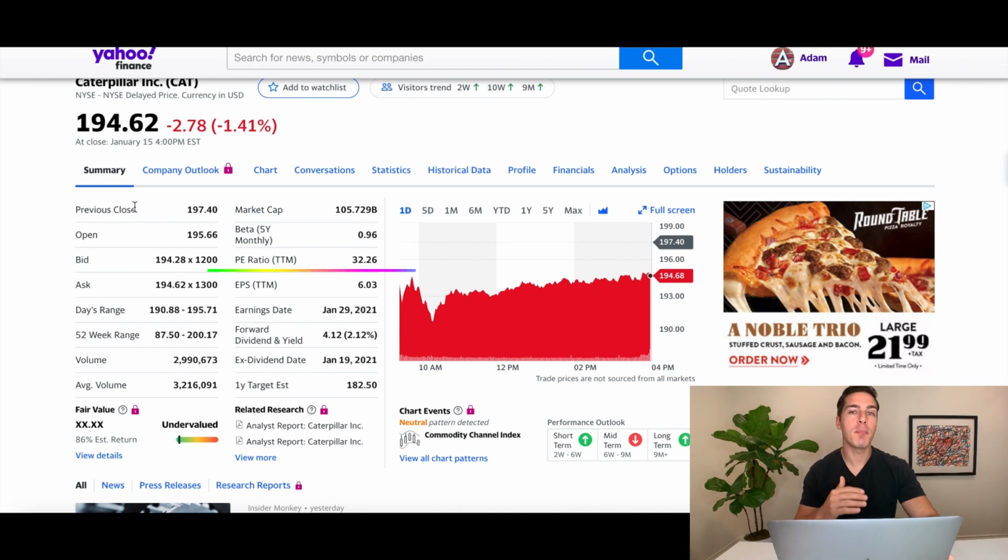Right below, we have the PE ratio, the price to earnings ratio. This is also known as the earnings multiple. What this does is it takes the price of the stock and then divides it by how much in earnings each share actually brings in.